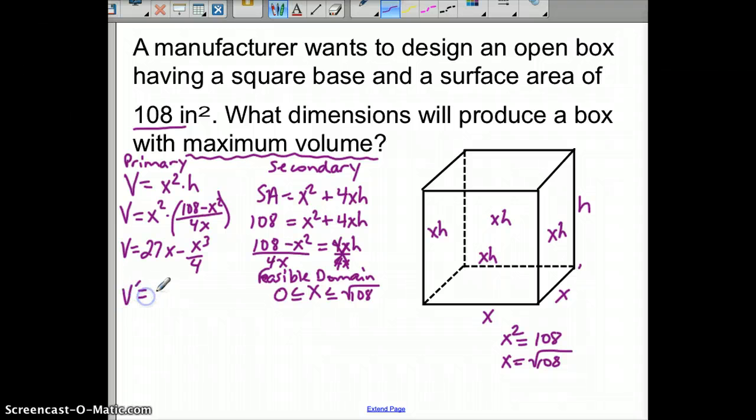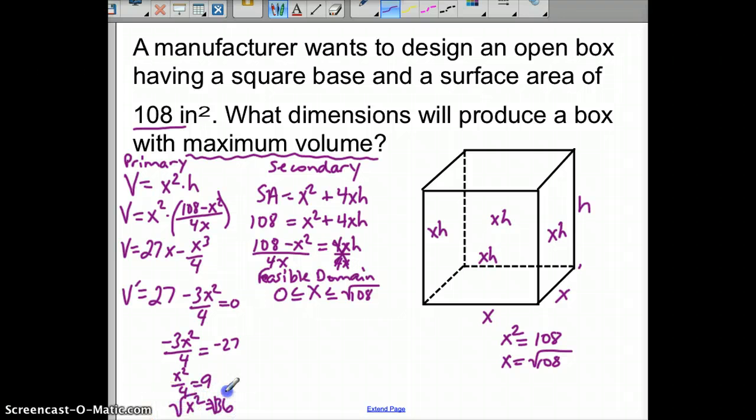So let's take the derivative of this. It's 27 minus 3x squared over 4. When you set that equal to 0, you're going to subtract 27. So we have negative 3x squared over 4 equals negative 27. And then we're going to divide by negative 3 or multiply by 4, whichever one you want to do first. I'm going to divide by negative 3, so x squared over 4 equals 9. Then multiply both sides by 4, so I get x squared equals 36.